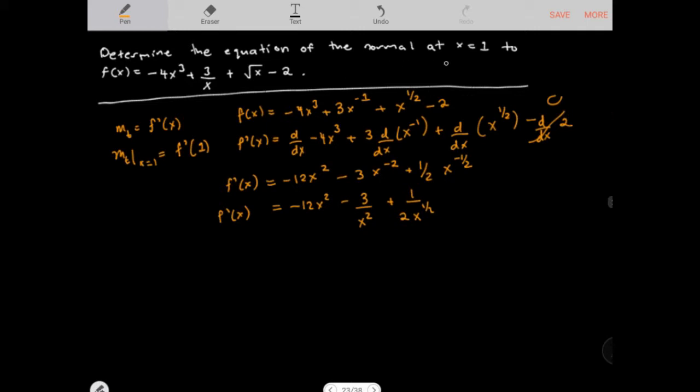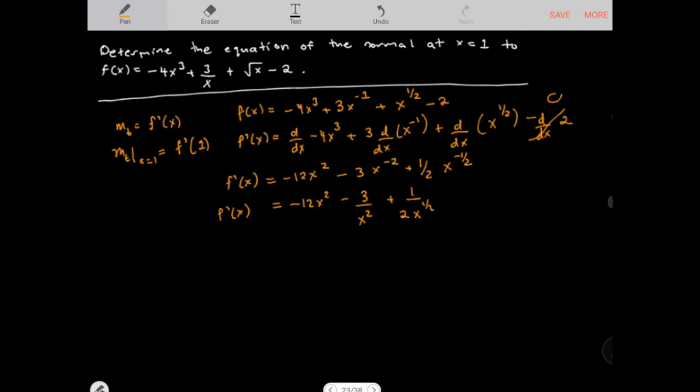We want to find the equation of the normal at x is equal to 1 to this function. The normal is going to have a negative reciprocal slope. So first let's find the slope of the tangent at x is equal to 1. f prime of 1 is negative 12 times 1 squared minus 3 over 1 squared plus 1 over 2 square root 1, since x to the power 1/2 is square root x.